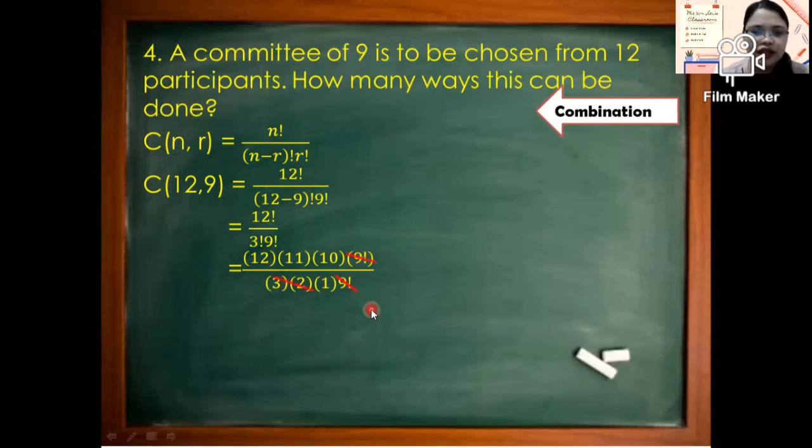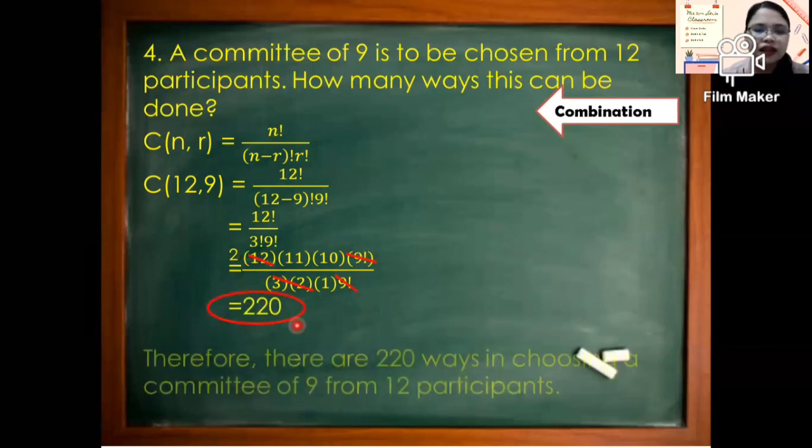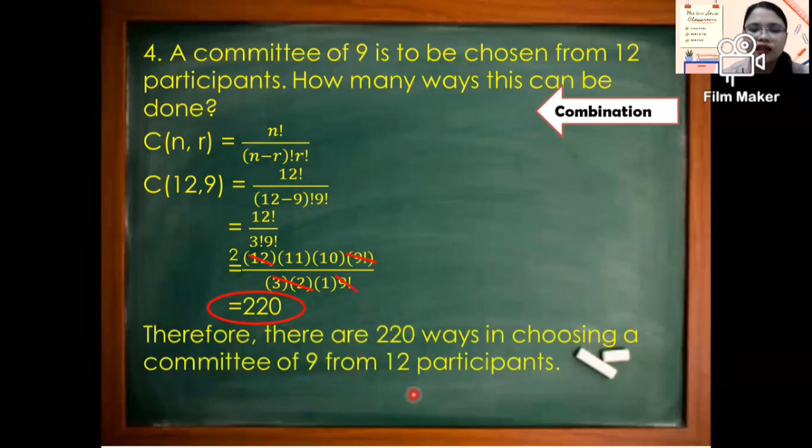Pwede rin tayo mag-cancel ng 3 and 2. 3 times 2 is 6. Na pwede natin i-divide sa 12. So 12 divided by 6 is 2. So multiply lang natin siya. 10 times 11 times 2 is 220. Okay? Therefore, we can say that there are 220 ways in choosing a committee of 9 from 12 participants.